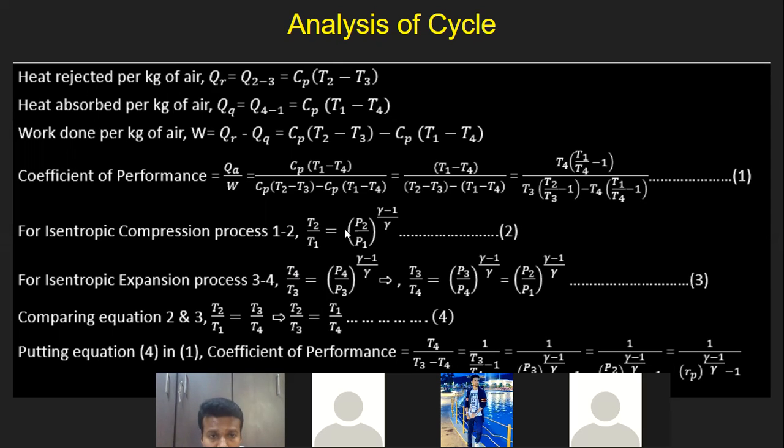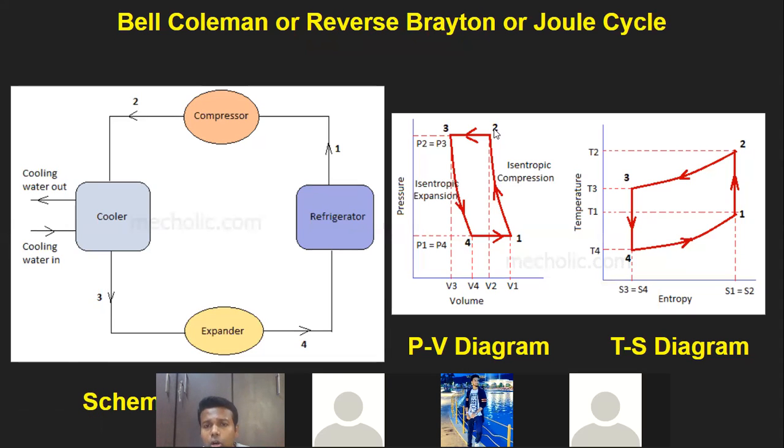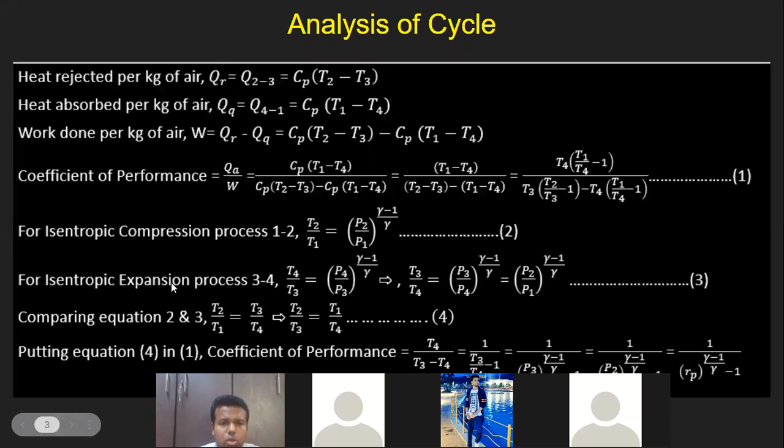Listen, the equation number 2 or equation number 3 that you have written, you cannot write for the processes 2 to 3 and 4 to 1, because 2 to 3 is not isentropic and 4 to 1 is not isentropic. You can write such equations only for isentropic processes, like 1 to 2 and 3 to 4. So for 1 to 2 I've written it, and similarly for 3 to 4.